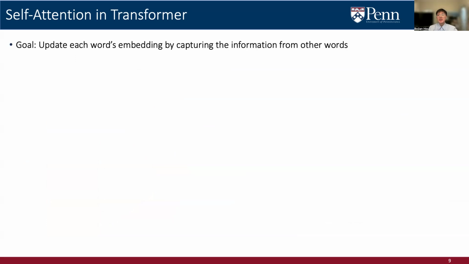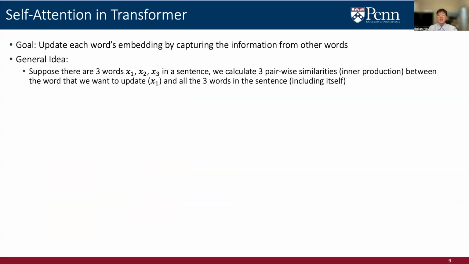In self-attention, the goal is to update each word's embedding by capturing the information from other words. The general idea is, suppose there are three words x1, x2, x3 in a sentence, we calculate three pairwise similarities, or inner products, between the word that we want to update, which is x1 here, and all the three words in the sentence, including itself.